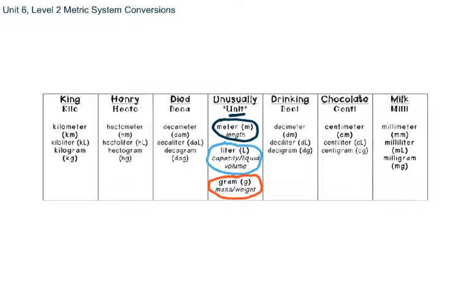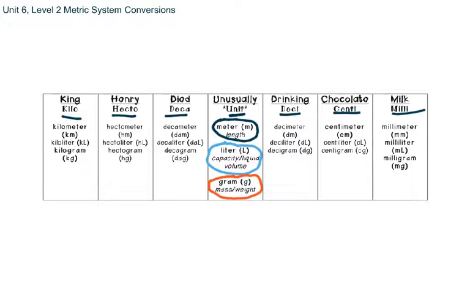So King Henry died unusually drinking chocolate milk is an acronym, a way to remember that the measurements go from kilo, hecto, deca on the left side of the unit. And then, of course, unusually stands for the unit, meters, liters, or grams. And then on the right-hand side, drinking chocolate milk stands for deci, centi, and milli.